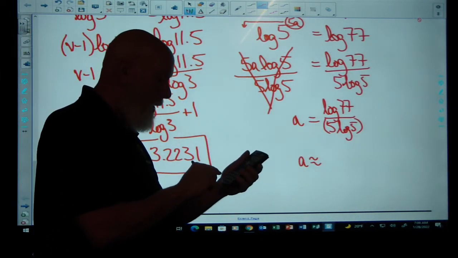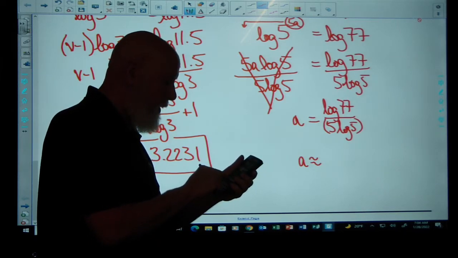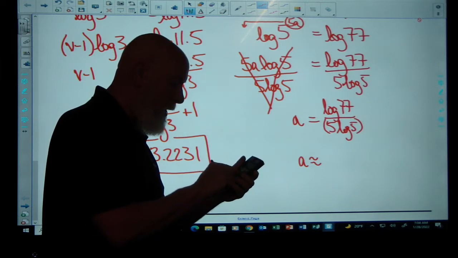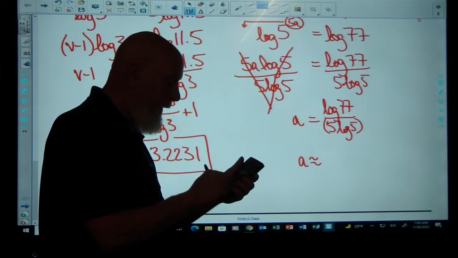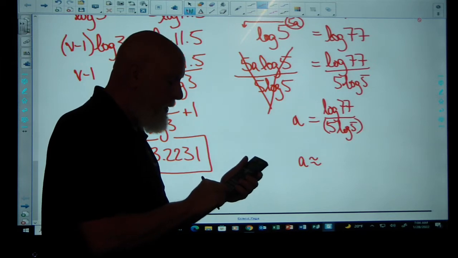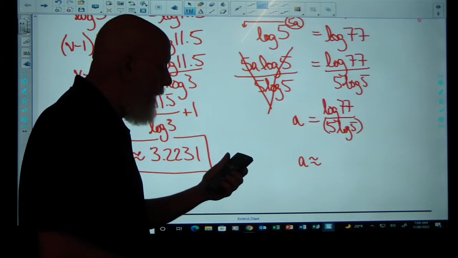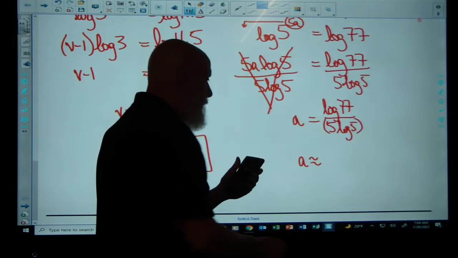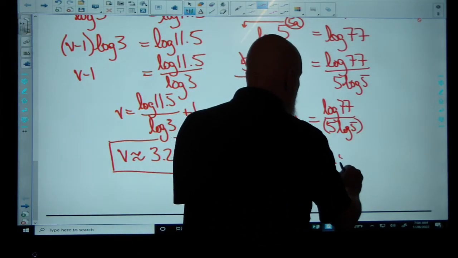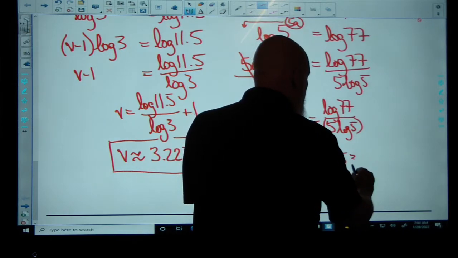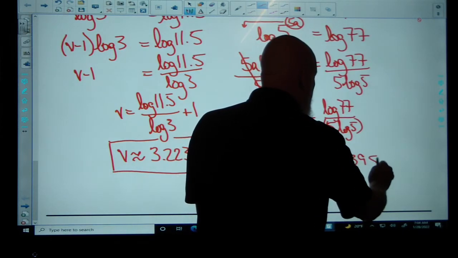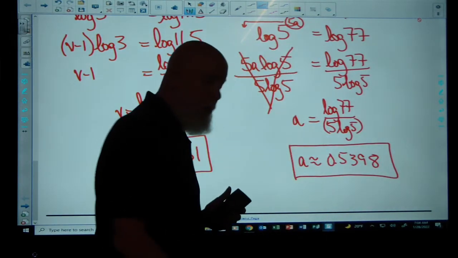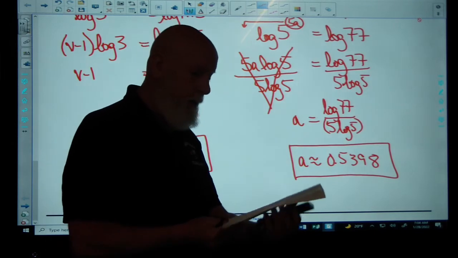Here we go. Log 77 divided by, open parentheses, 5 log 5. That makes sure the whole thing gets in the denominator. Close parentheses equals 0.53979. So that's going to be 0.5398 rounded to the nearest 10,000th. If I haven't made a mistake. And Lord knows I may have. Let's take a look.